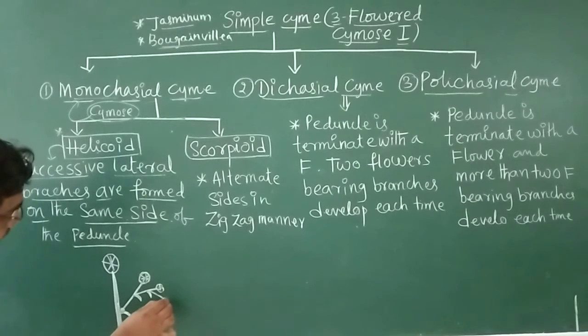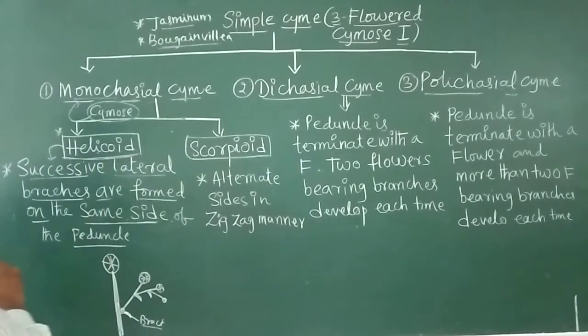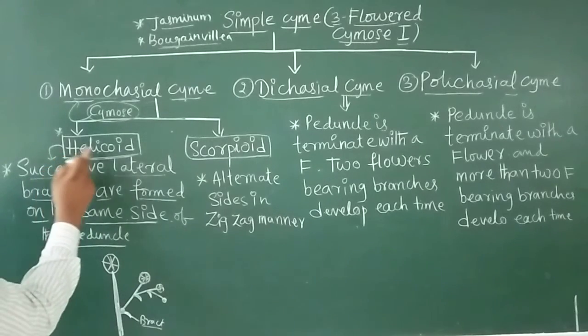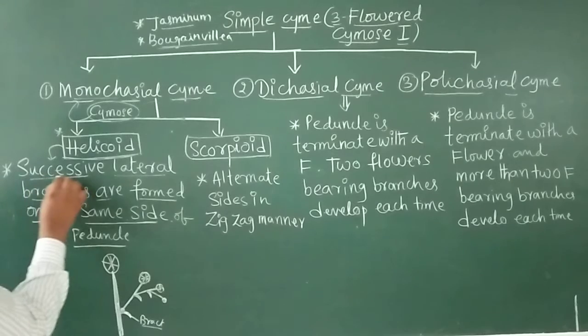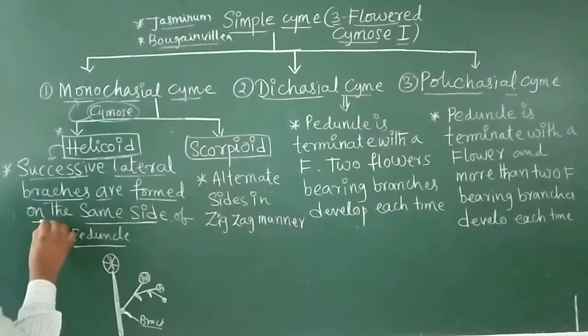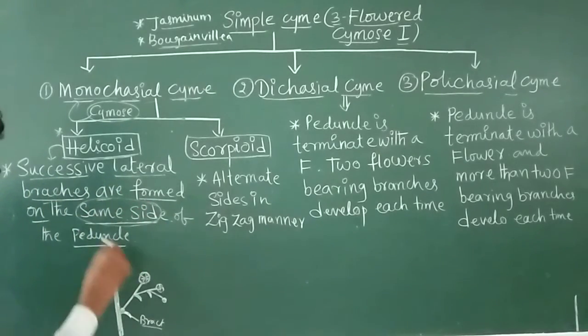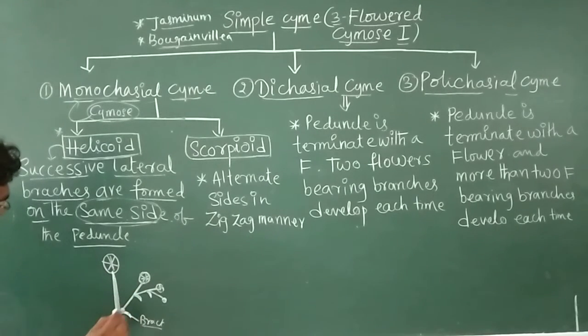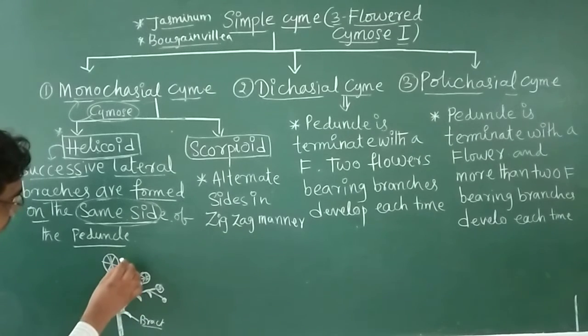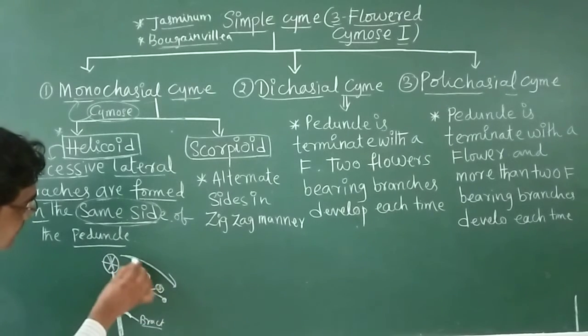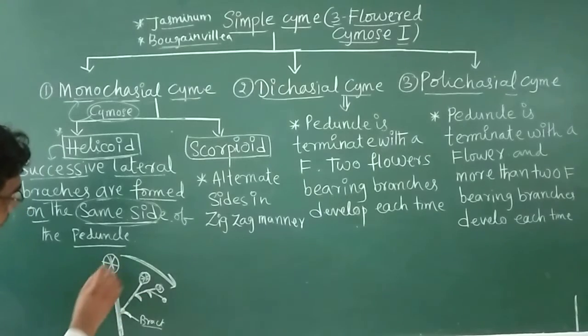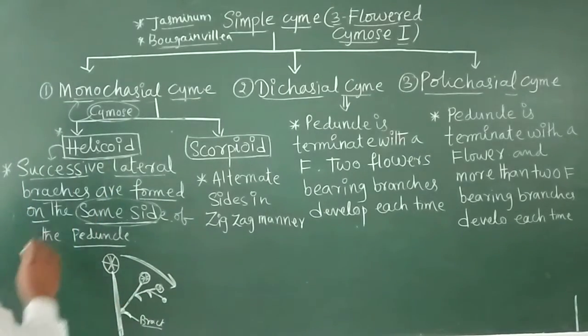This arrangement is called the helicoid pattern, helicoid succession. Here in this helicoid succession, successive lateral branches are formed on the same side. Same side means this is the main axis of the peduncle. From this main axis of the peduncle, one flower is there. From this flower again one branch with a flower is formed. Like this, the flowers are formed from only one side, in one direction. So this is called the helicoid pattern.